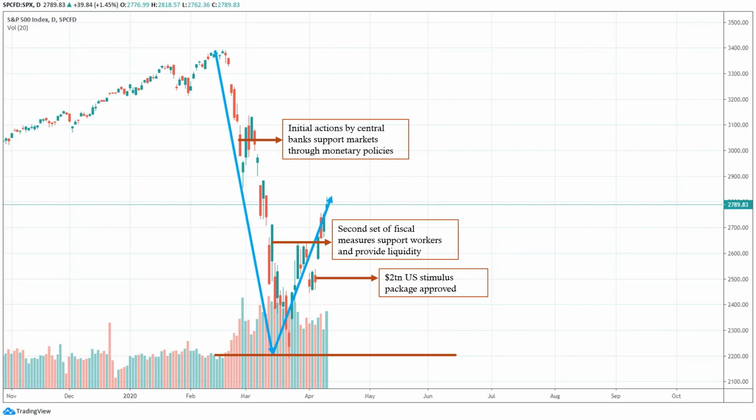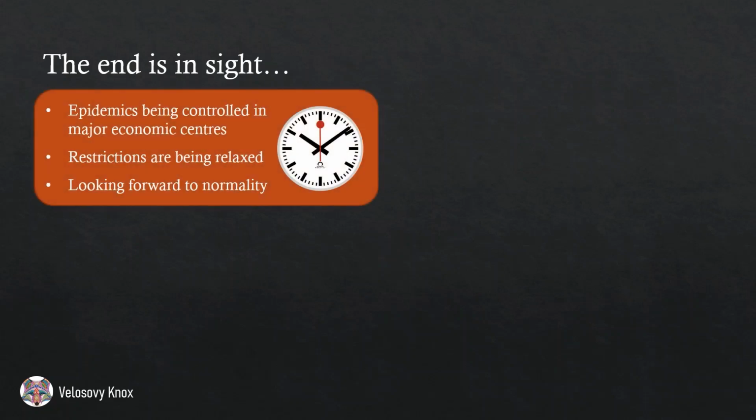But I think something else has happened, and I think there's something a bit more fundamental. I think over the last week, what we've seen is actually the end is in sight. So the end is in sight, which is a very important milestone in terms of where we are. I think what we've seen is that the epidemics are now being controlled in the major economic centres, and restrictions are being relaxed, which means that we can look forward to returning back to normality.